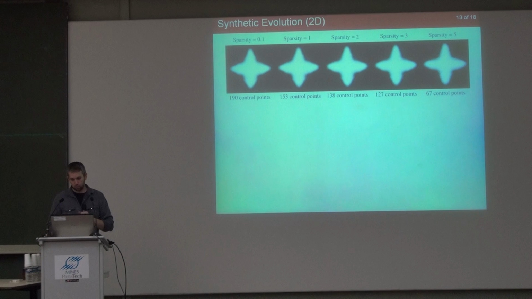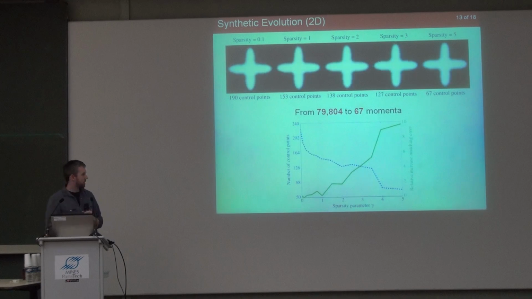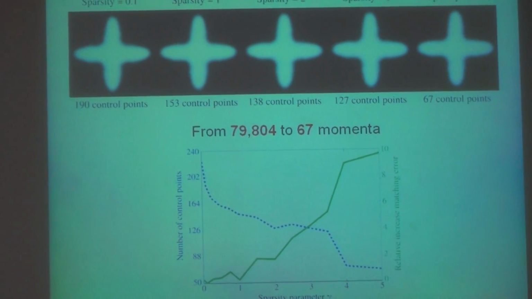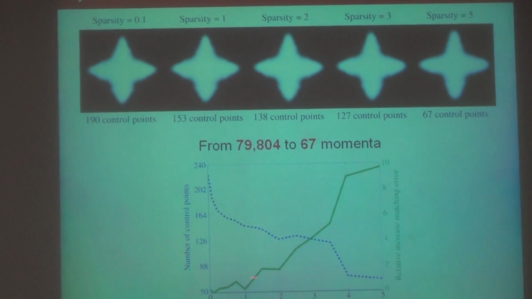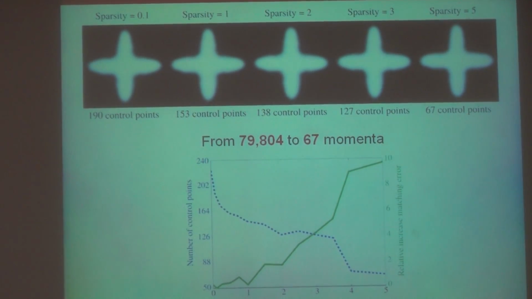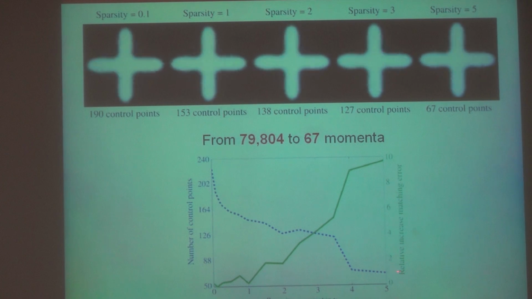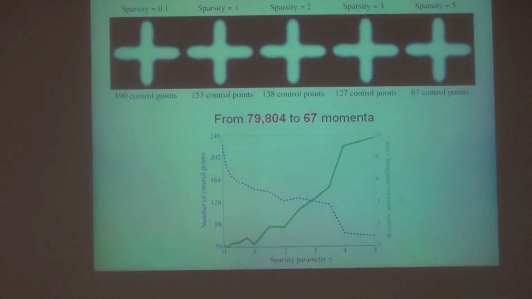So we take more of a quantitative look at this. What we see here is as we increase the sparsity parameter, the blue line shows you how the number of control points changes, and the green line shows you how much error you incur with respect to matching those observations. So the sparsity doesn't come for free. You do incur a small error, but we see that it's quite small. There's a whole range of sparsity values where you incur just a 2 to 4% relative error. In fact, if you're willing to incur 10% error in your data matching term, you can get this down to 67 control points from originally about 80,000.